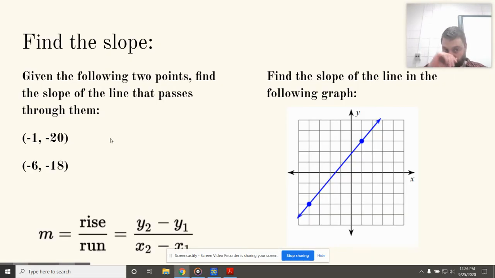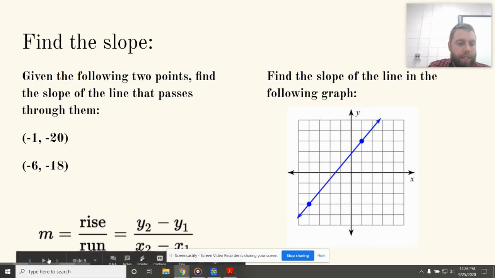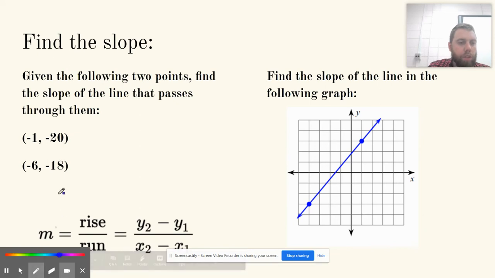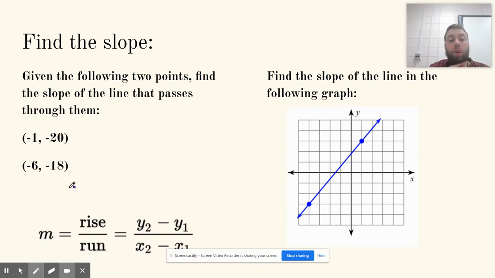So we practiced again some finding slopes using 2 points. I'm going to show another example. Here's our equation right here. When you are doing this, please decide which point is point 1 and which point is point 2. Okay, so point 1 and point 2.